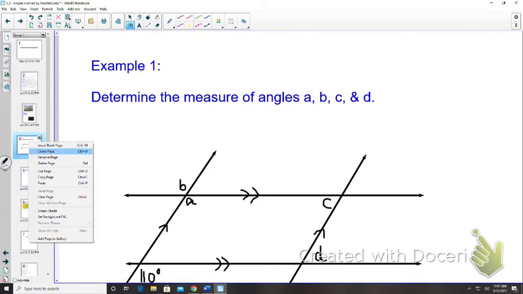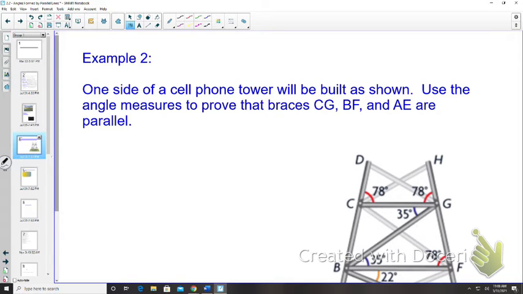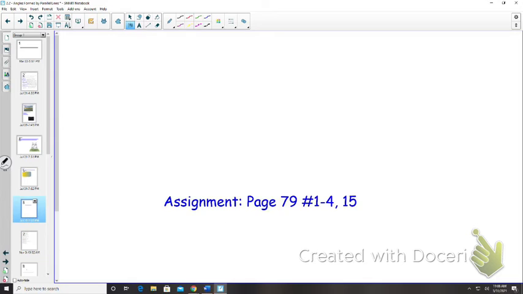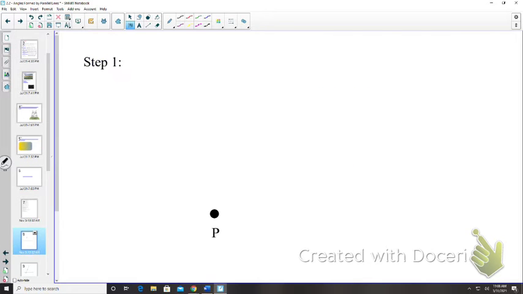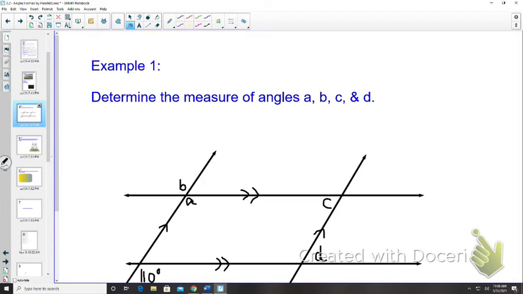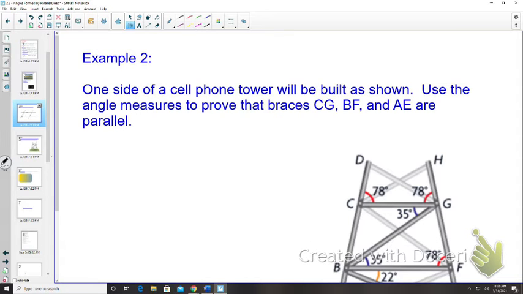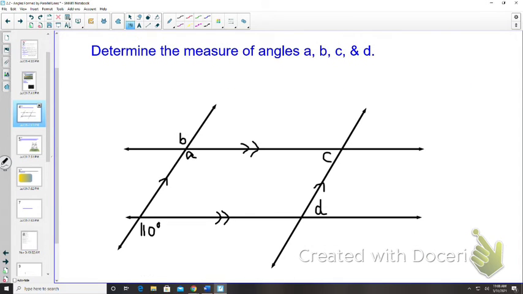So, hey, where'd it go? I don't know where I put it. Sorry, fellas. I lost our slide. What did I do with it? I actually deleted it. I did not want to delete it. Okay, here we go. Can I just ask you a question?